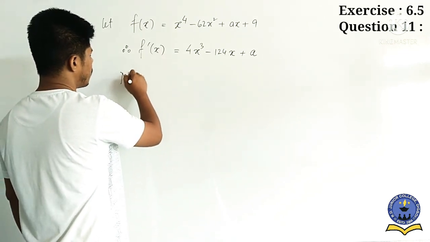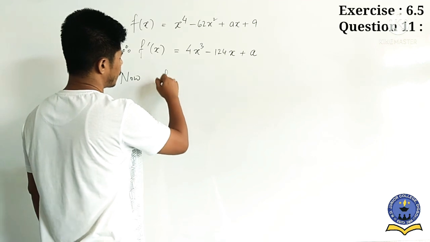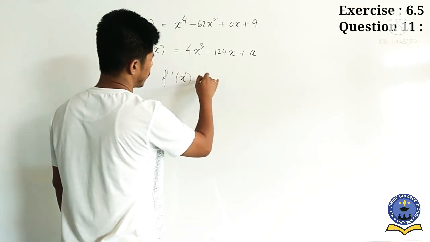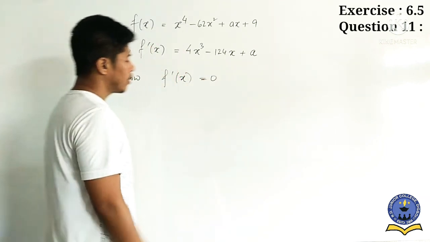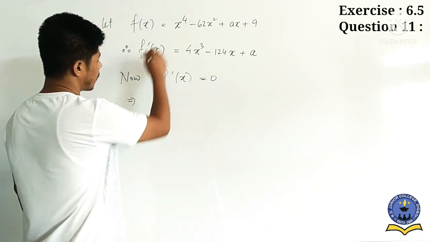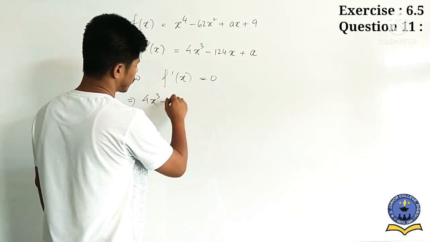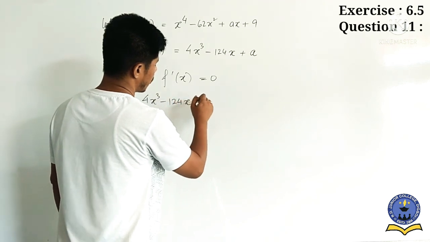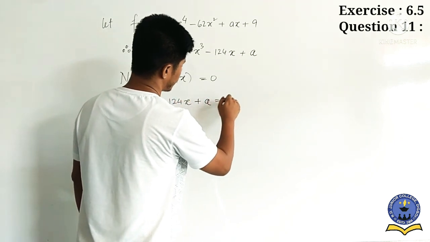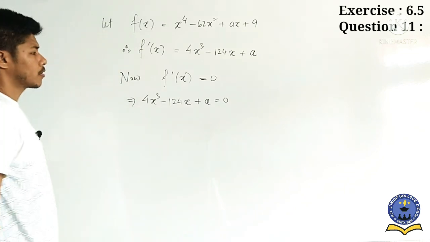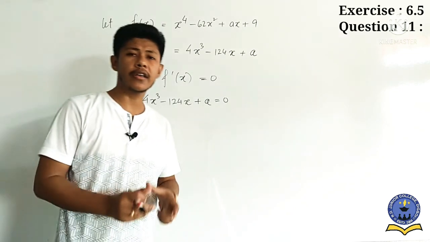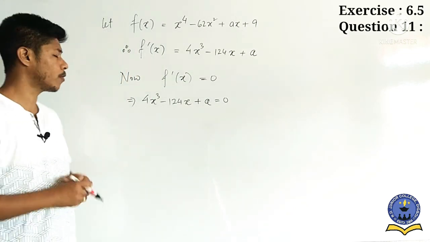So now, according to our procedure, all of you know what you have to do. f dash of x equal to 0 we have to consider, isn't it? So f dash of x means here we have to write 4x cube minus 124x plus a, we have to write 0. Is it clear? So now one thing you see here, already in this question, one thing mentioned here, what?